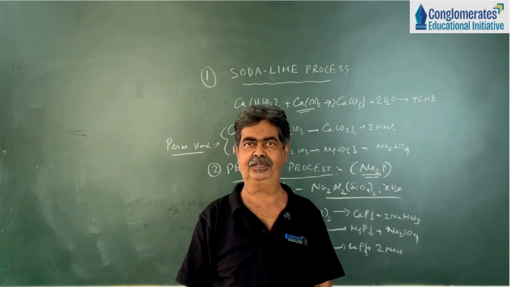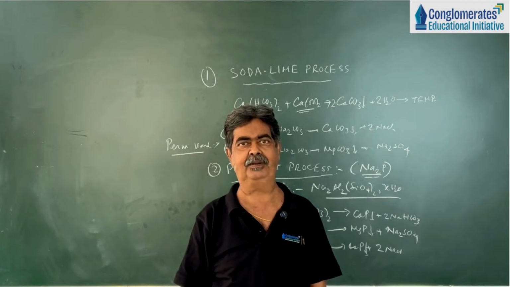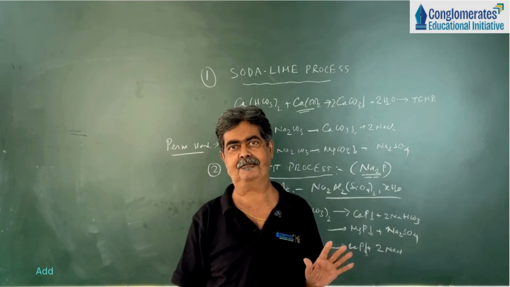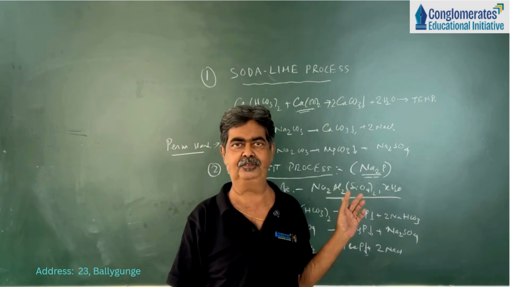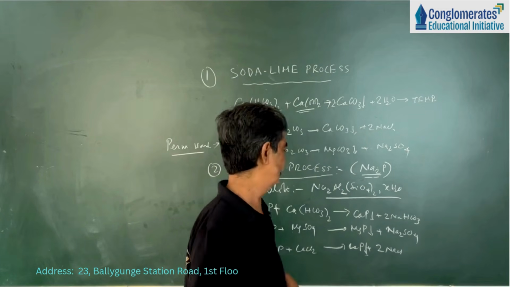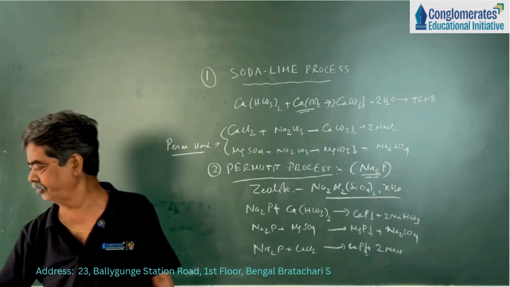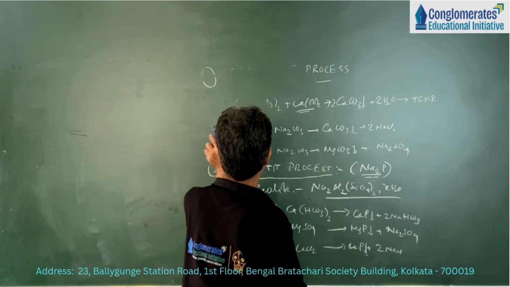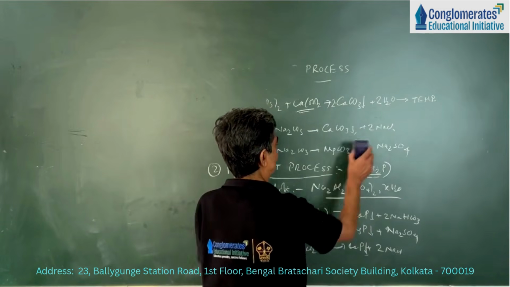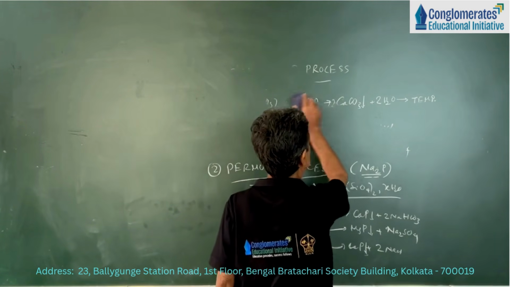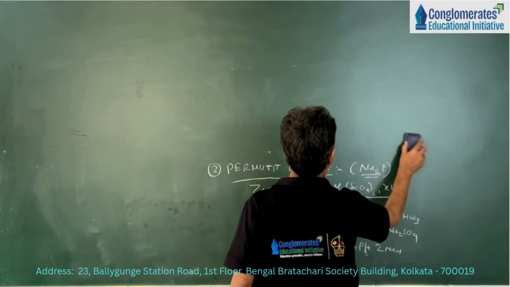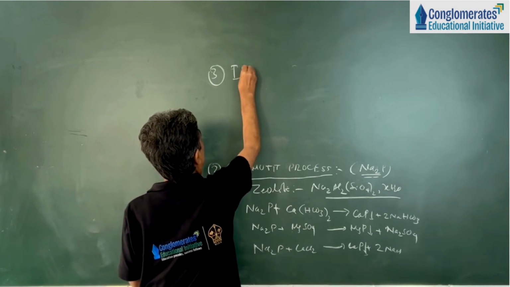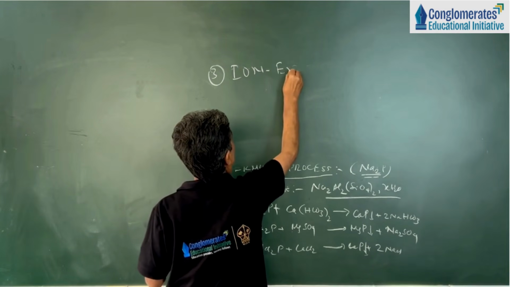So this is the second method, which is called the permutit process. The permutit process is the method by which total hardness can be removed by applying sodium permutit, and sodium permutit is nothing but an artificially prepared zeolite. The zeolite formula I have already shown you. So you understand the second method. And the third method is the ion exchange method.